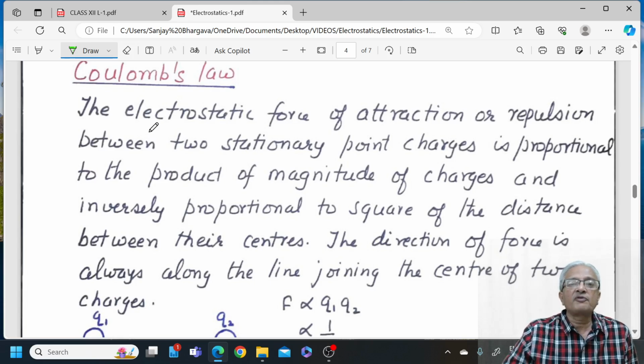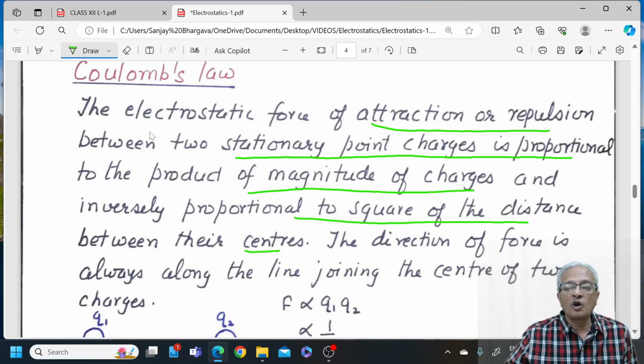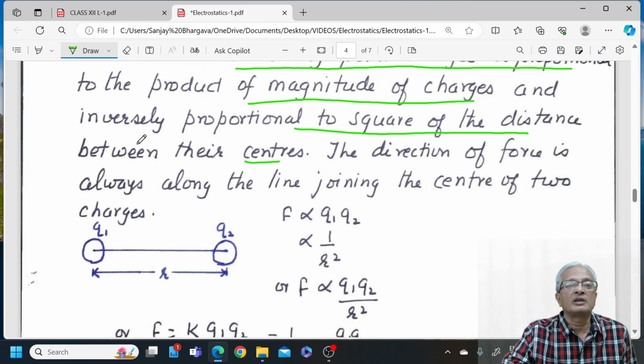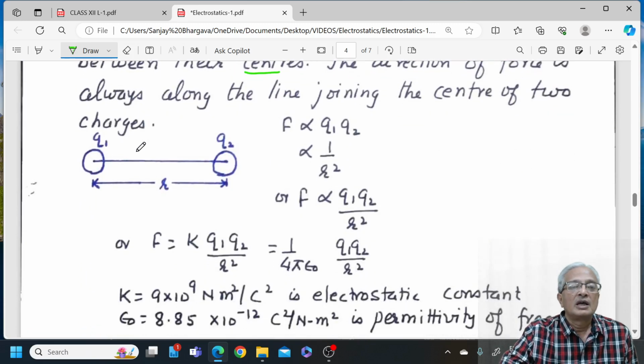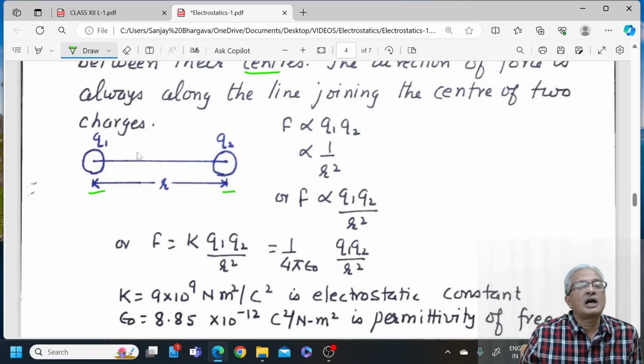The electrostatic force of attraction or repulsion between two stationary point charges is proportional to the product of the magnitude of the charges and inversely proportional to the square of the distance between their centers. The direction of the force is always along the line joining the centers of the two charges. Let us pick up a system of two charges Q1 and Q2 which are separated by a distance r.